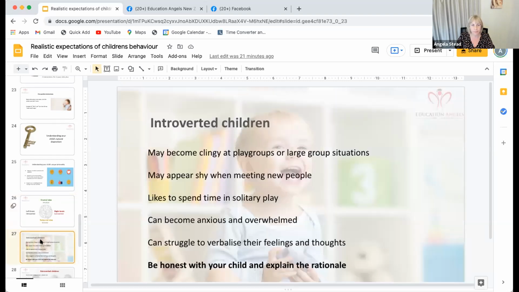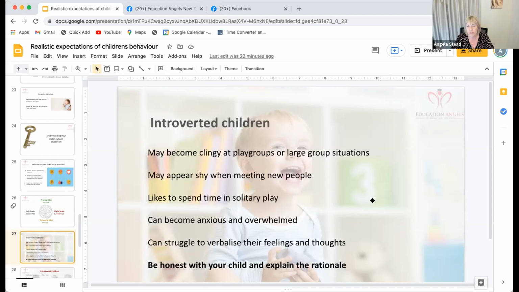Children who are more introverted might become more clingy in play groups or large situations. They might hold on to your leg throughout the whole of a play group and not really want to participate. They might appear shy when meeting new people. They might be happy to spend time in solitary play, not necessarily being unfriendly, but enjoying the time that they spend alone. They can become anxious and overwhelmed because they might worry, internalize things, and maybe not be so good at verbalizing their feelings and thoughts.